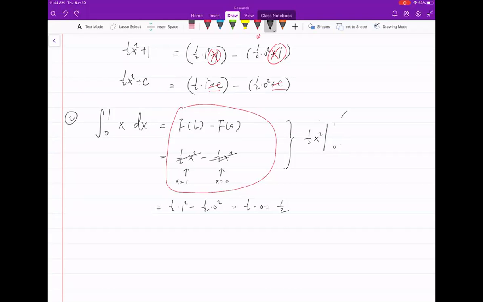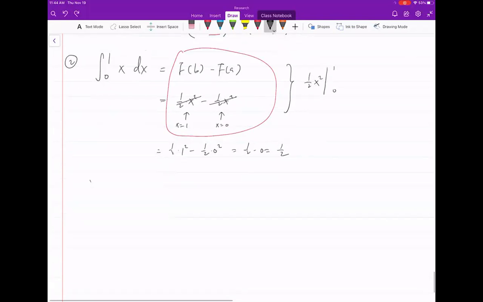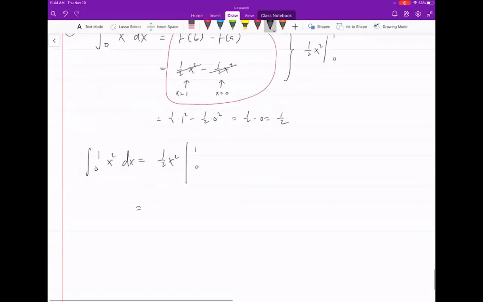So now let's rewrite the whole thing, this time using a different notation. That is, find the antiderivative, put 1 and 0. Once you do that, automatically you know, okay, I want to plug in 1. I want to plug in 0. I want to use a minus, and the 1 goes first.